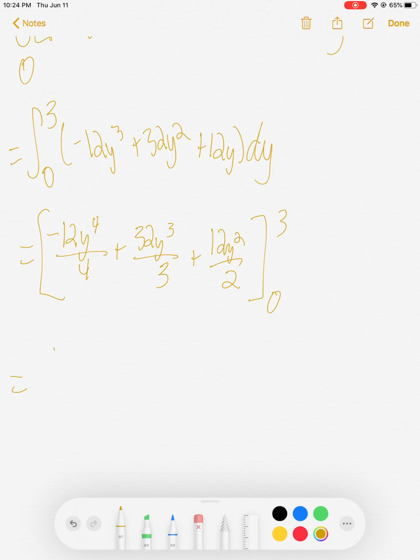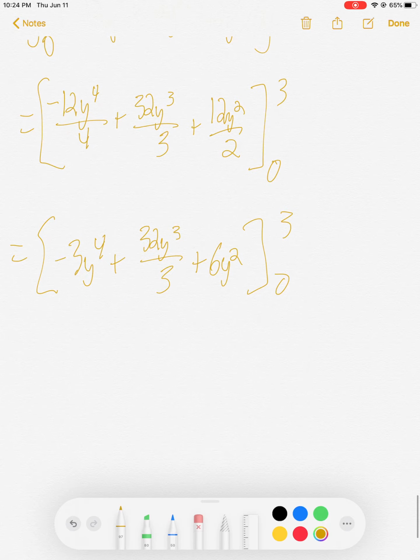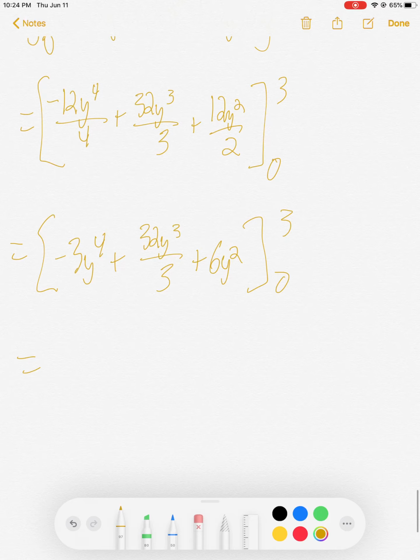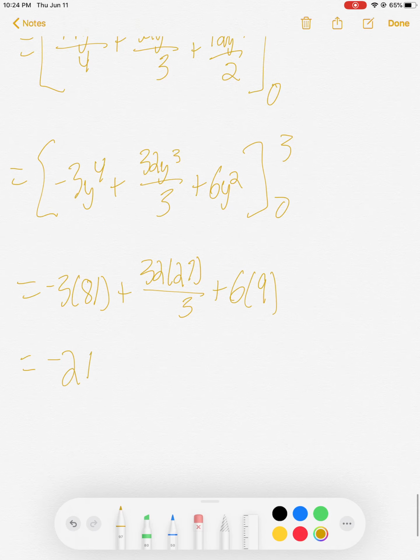Now we're going to integrate, and this is going to be a fairly straightforward application of the power rule. So negative 12y to the 4th over 4 plus 32y cubed over 3 plus 12y squared over 2. And I want all of this from 0 to 3. Let's go ahead and do a quick bit of simplification. Negative 3y to the 4th plus, can't simplify this one at all, plus 6y squared, 0 to 3.